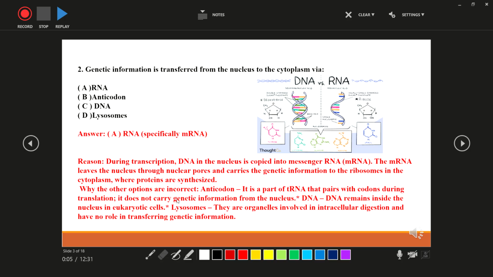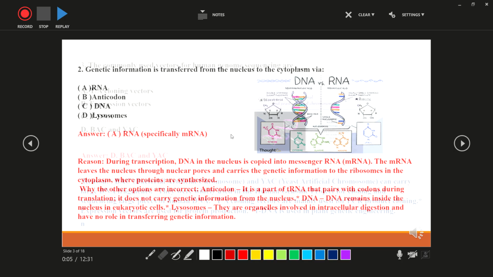Why are the other three options wrong? One is anticodon. It is a part of tRNA that pairs with the codons during translation. It does not carry genetic information from the nucleus. And why is DNA not the correct answer? Because DNA remains inside the nucleus in eukaryotic cells. And lysosomes, of course, are organelles involved in intracellular digestion and have no role in transferring genetic information. Along with the one question, you are going to learn the four options of this slide, every slide.